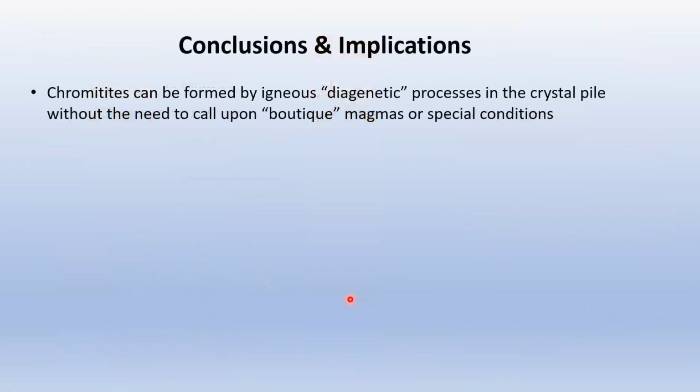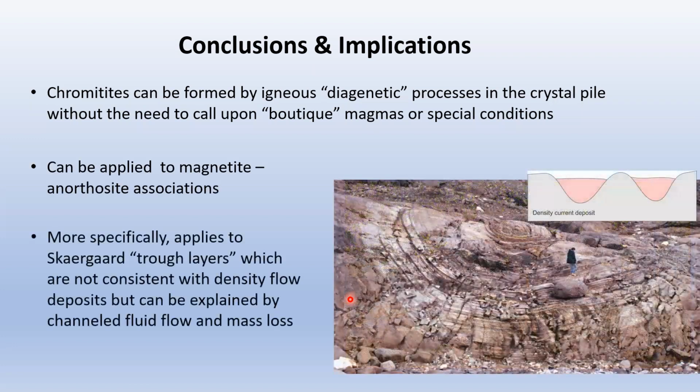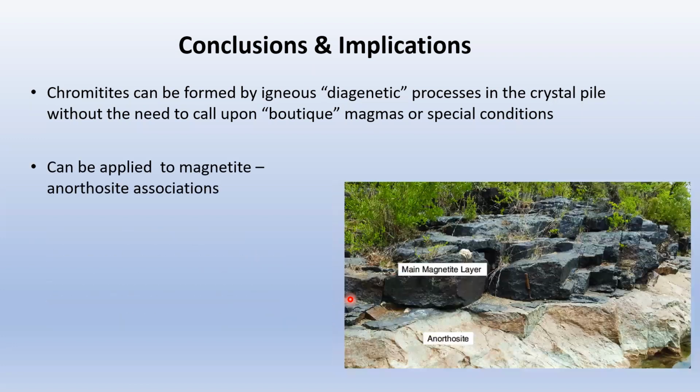And some conclusions then: chromitites can be formed by igneous diagenetic processes in the crystal pile, without the need to call on all these boutique magmas or special conditions that anybody keeps hearing about. It also might, go back one, can be applied to magnetite anorthosite associations, I think. I leave that for some promising young graduate student to work on.